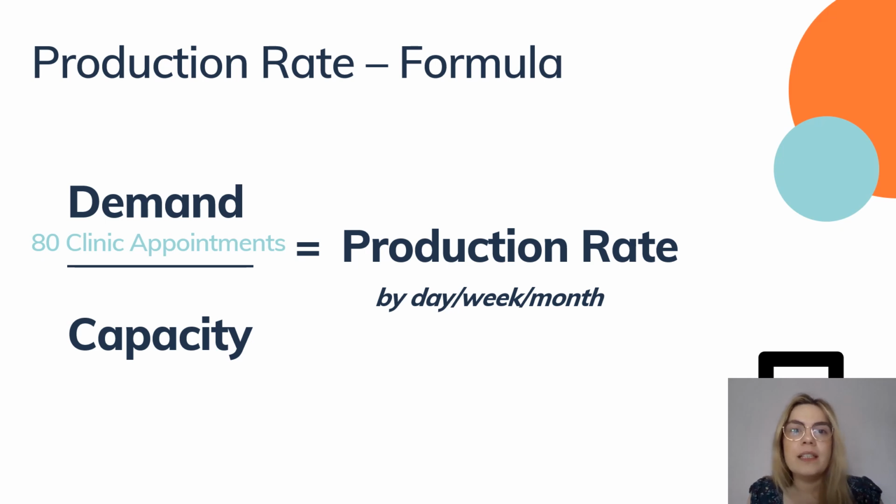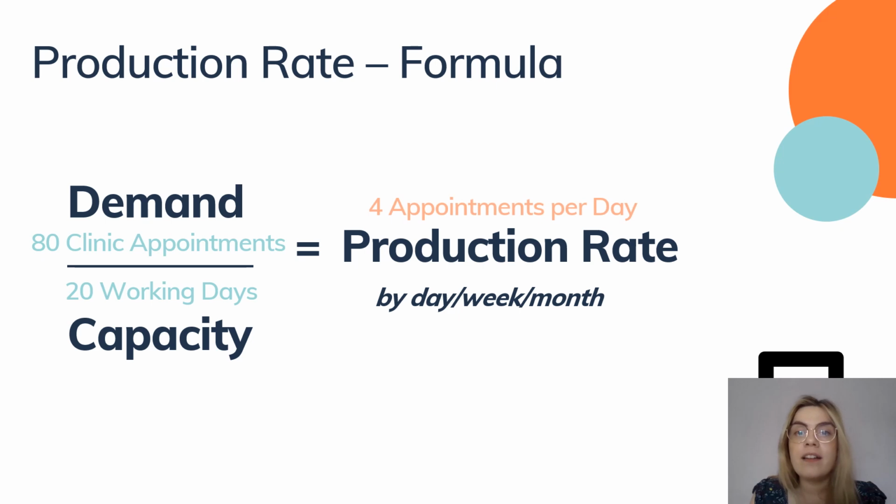For example, if you're required to deliver 80 clinic appointments per month, that's your demand of products, you need to divide this by your available capacity, which could be 20 working days. This would give you a production rate of 4 appointments per day. Production rates must be met to satisfy demand, and this is a really helpful tool you can use to help with demand and capacity planning.